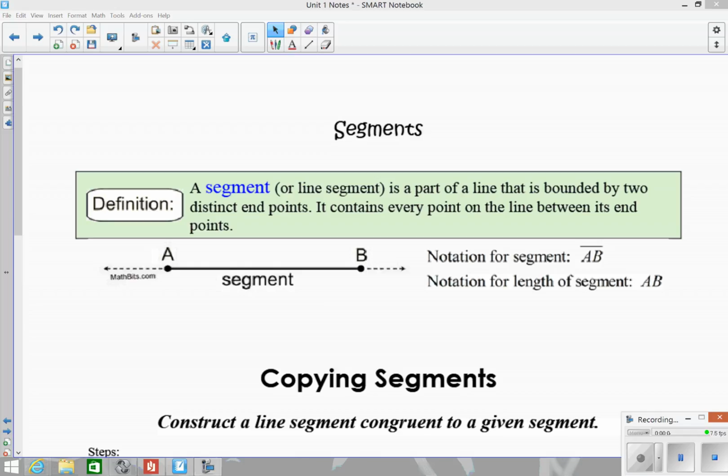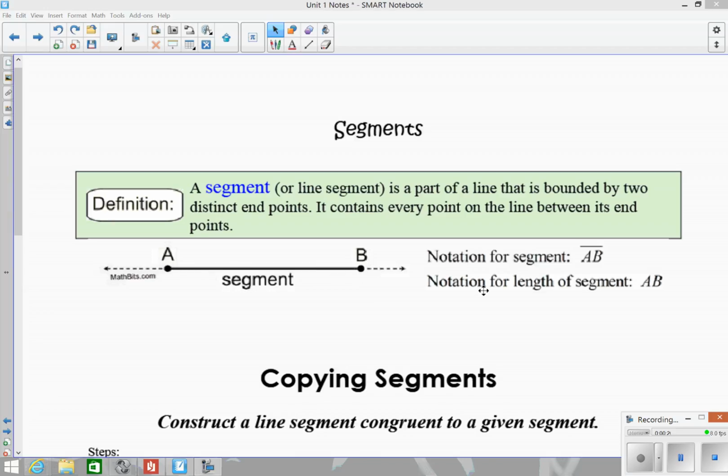In this lesson, we're going to talk about segments. So recall the definition of a segment. It's a part of a line that is bounded by two endpoints. So in this example right here, a segment is part of this dotted line, and it ends because it has these two endpoints, A and B.